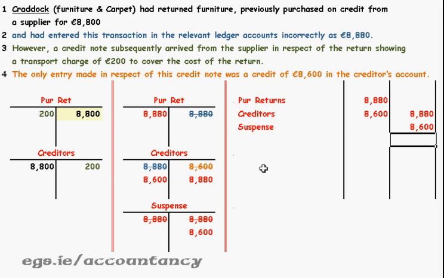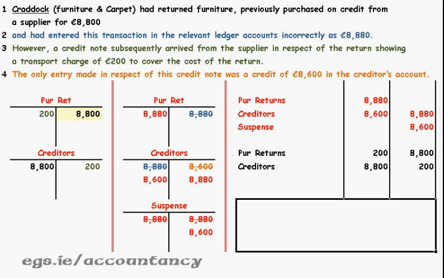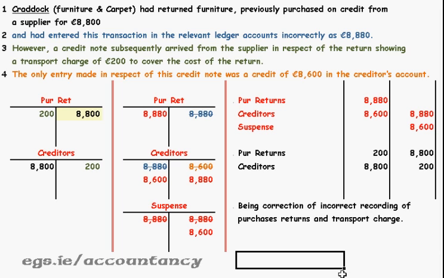What should we do? We should use purchases returns. We should put a 200 on the left, and we should put an 8800 on the right. And we should use creditors. We should put an 8800 on the left, and we should put a 200 on the right. So this brings us back to a blank ledger. This writes it up properly, and finally we put in our sentence to explain what's happening, and that's it finished.